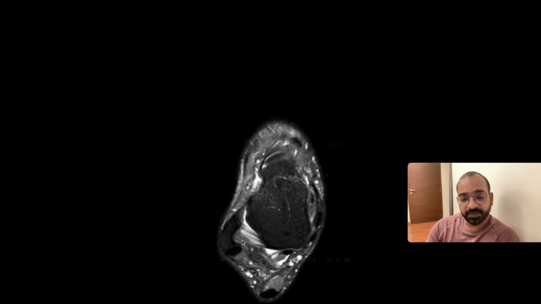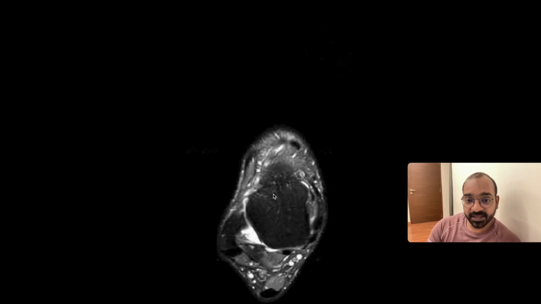This fan shaped ligament posteriorly. This is the posterior talofibular ligament. It almost looks similar to the anterior cruciate ligament. Morphologically, the posterior talofibular ligament and anterior cruciate ligament look similar. See this, we have this hyperintense signal on the PDFS image, which is normal, but the fibrillary pattern is maintained.